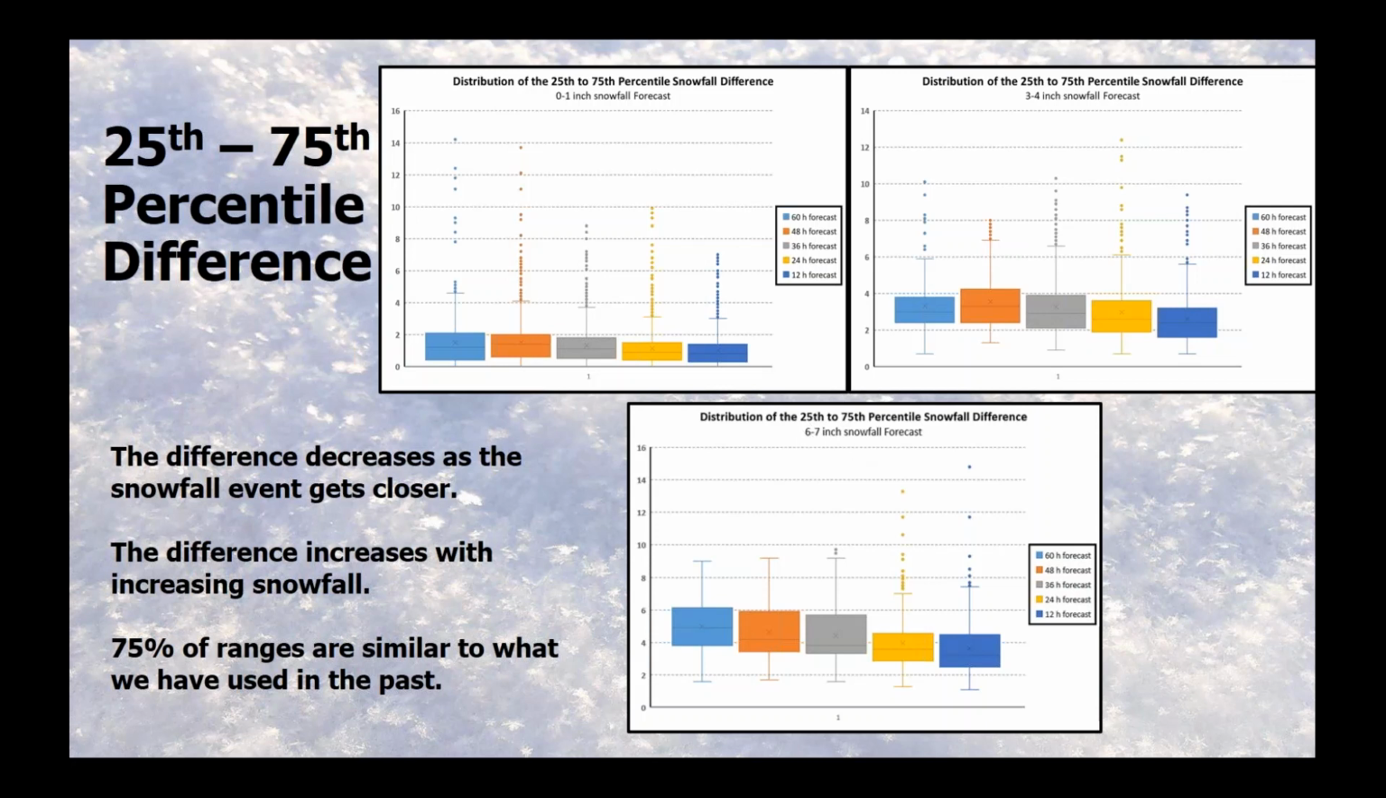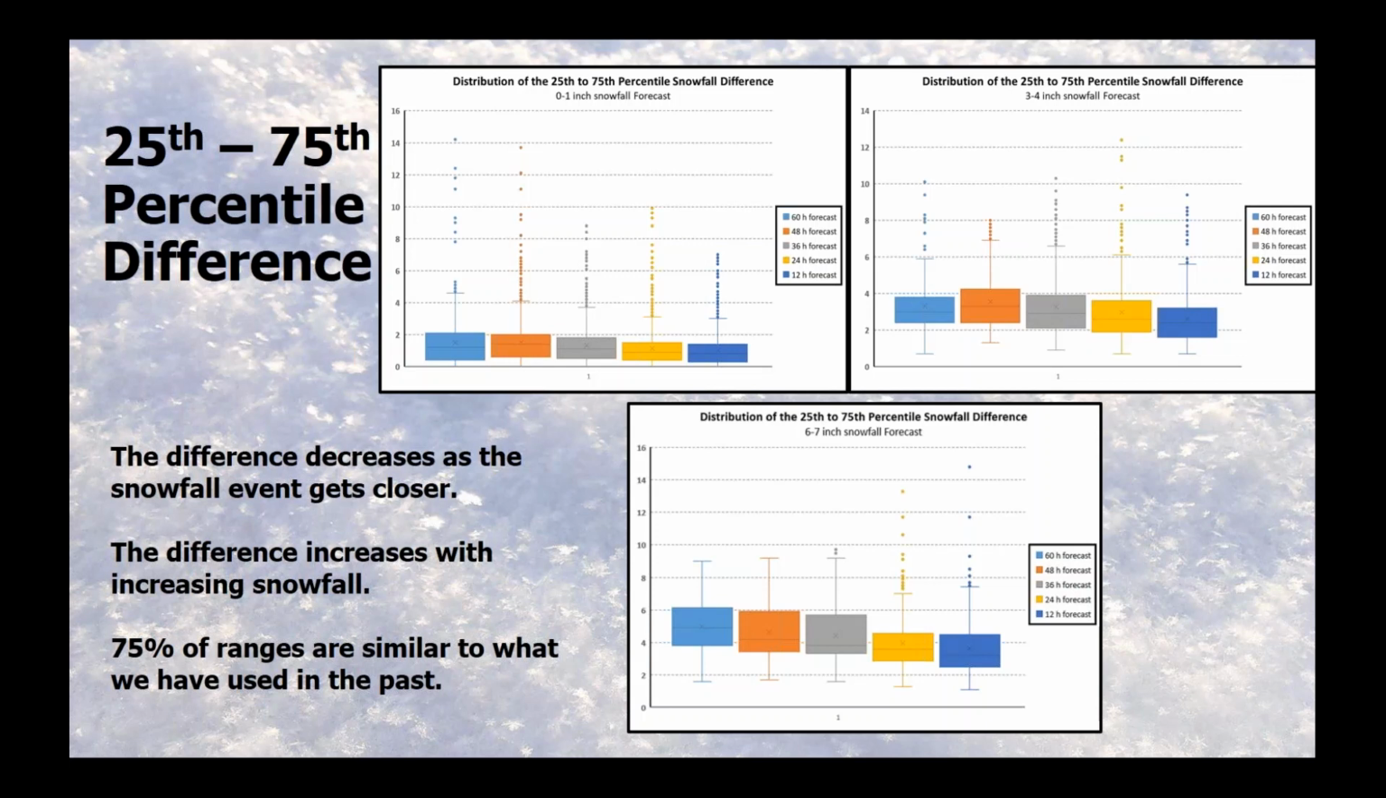So what we see about the difference between the 25th and 75th percentile is, one, that the difference between them gets smaller as the forecast approaches. What that means is that hopefully we're zeroing in on what the actual snowfall is going to be. We're narrowing that range. The other thing you see is that as snowfall forecast amounts increase, the range also increases. And that makes a lot of sense as well, because usually you have that zero lower bound on snowfall. You can't get negative snow. So that puts a stop to how low you can get.